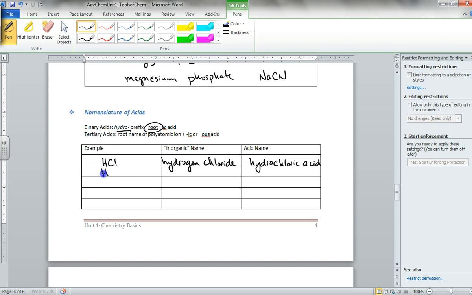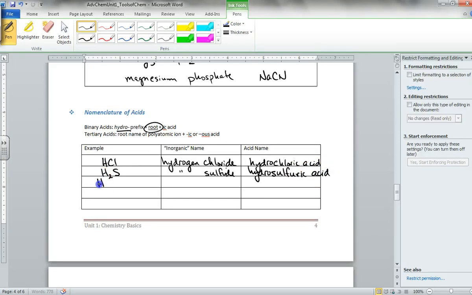If you have hydrogen sulfide, again, when we name it as an acid, since it's binary, we start off with the hydro prefix. Instead of dropping the ending, we're going to leave it as sulfur, but add the IC. Perhaps it's just because of the way it sounds, but you keep the whole name for sulfur. Same thing happens with phosphorus, so in this case it's hydrosulfuric acid.